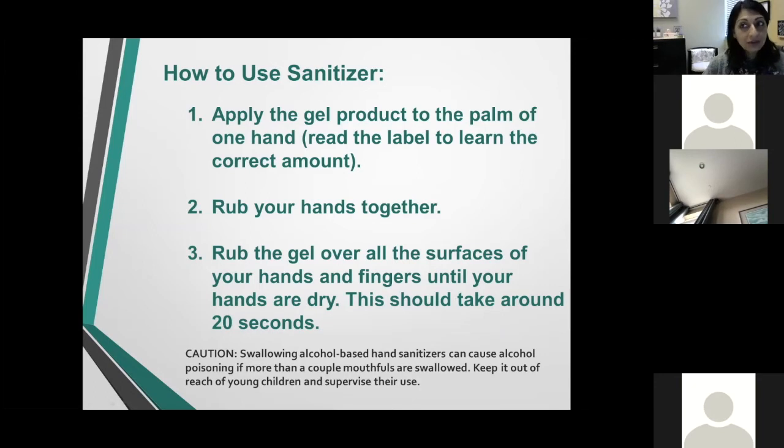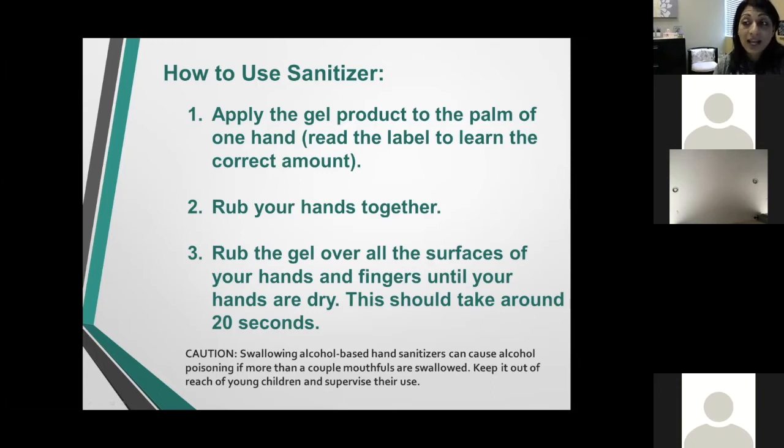I think we kind of talked about the use of hand sanitizer, but I'll go over it one more time. You're applying the gel product to the palm of your hand. Of course, you want to always make sure that you read the label to know how much. Some will say a pea size, some will say a quarter size, some will just say one dollop. So you just want to make sure that you follow the recommendations on the back of that label.